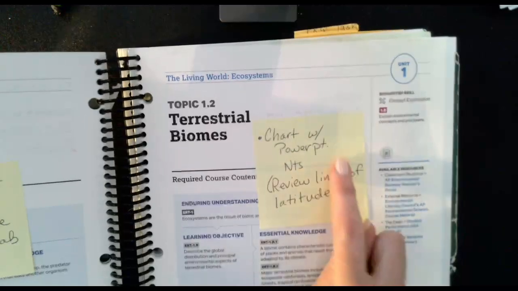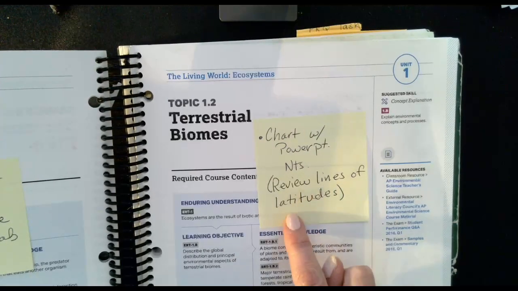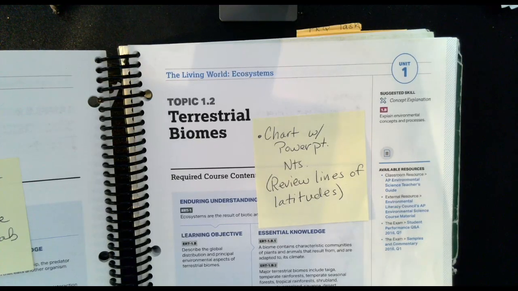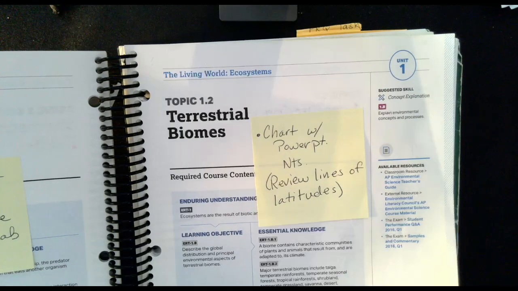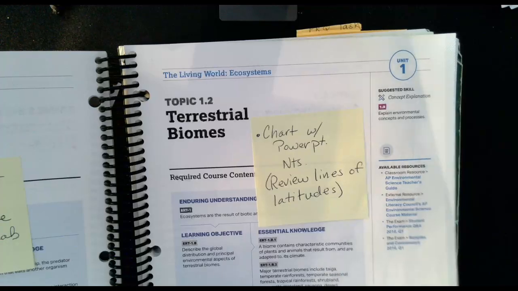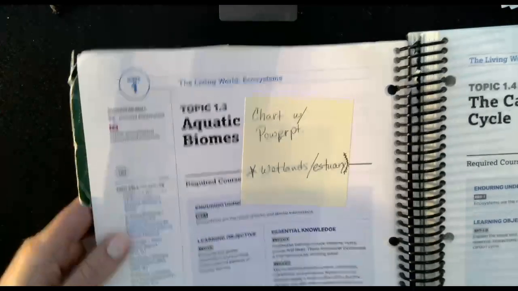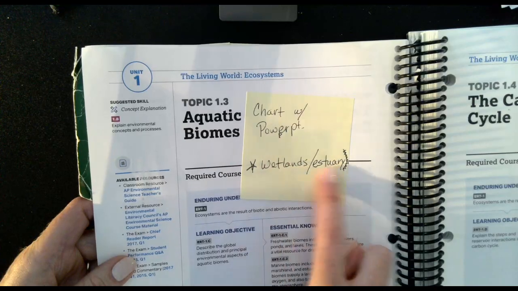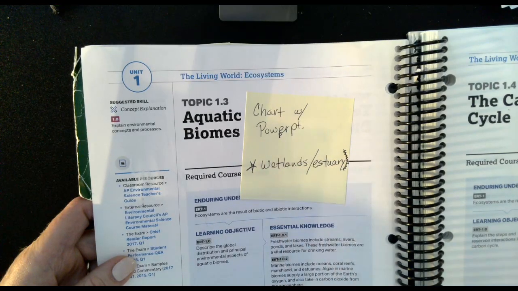All right, going on to topic 1.2, I have created a chart with a PowerPoint, and in that, make sure you review the lines of latitude. With kids, it helps them understand our terrestrial biomes. They do not need longitude. Going on to aquatic biomes, again, I have a chart with a PowerPoint. There's also wetlands and estuary notes in there.